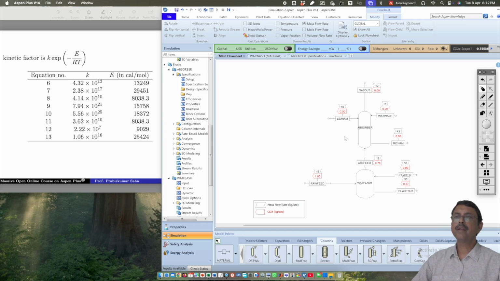Now here you can understand what is happening. Entire amount of CO2 is being absorbed over here. Okay, you can see nothing is coming out from gas house. In the previous simulation, 0.65 used to come out from there, but now nothing is coming out. That means entire amount of CO2 has been absorbed in the absorber. Okay, so that's exactly what is happening. Now we'll convert it to the rate-based calculation.